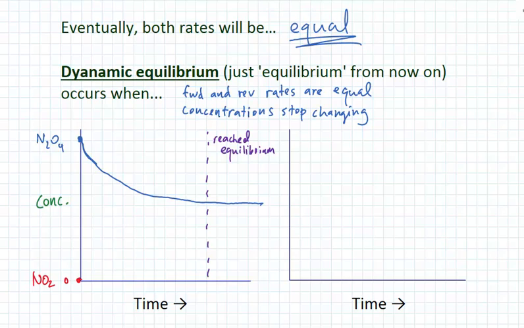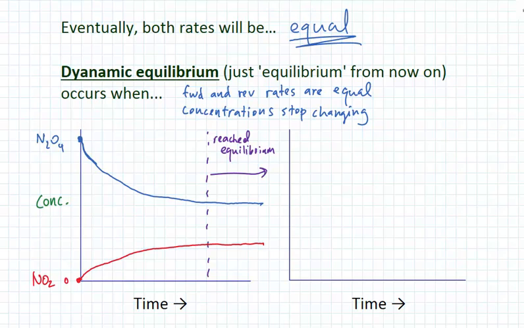And then for NO2, I start out at 0. I'm going to go upward, but then again, I'm going to flatten out right there. Their concentrations will probably not be the same, and we'll talk about what determines that. But at some point in time, their concentrations will no longer be changing.